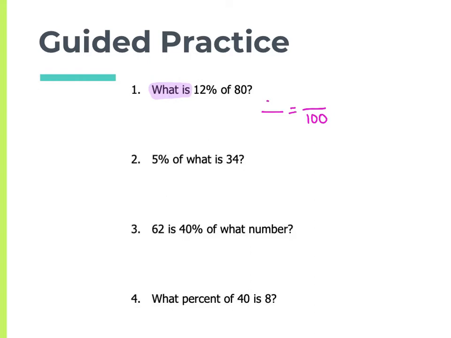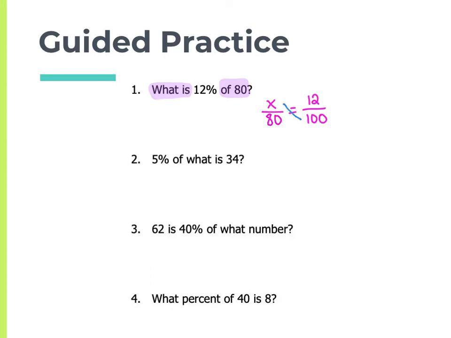We want to know what is. We're not sure of that part. And then it says 12%, so we'll put that on the right, of 80. 80 is next to the word of, so that represents our whole. So now we have set up our proportion and we can cross multiply and solve.